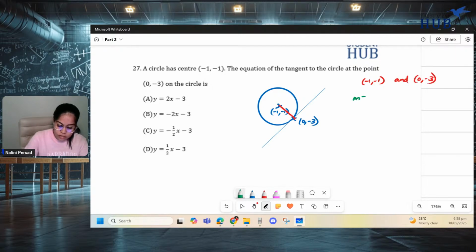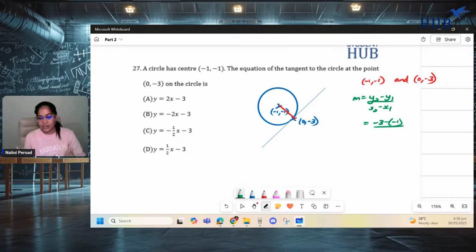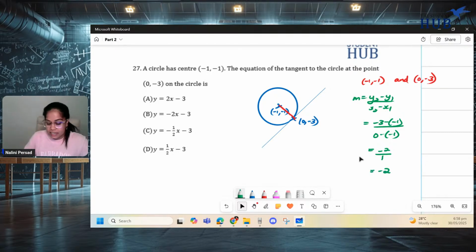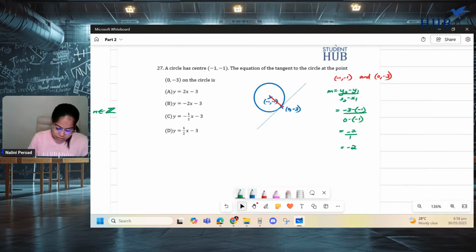Right? Gradient, very well-known formula here, just writing it down. But if you were in the exam, would you write it down? Right, so -3 minus -1. For paper 1, you don't need to write it down yet. For paper 2, yes, always write a formula. Always write your substitution line. 0 minus -1. -2 over 1. Right. So the gradient of the normal is -2. What's the gradient of the tangent?